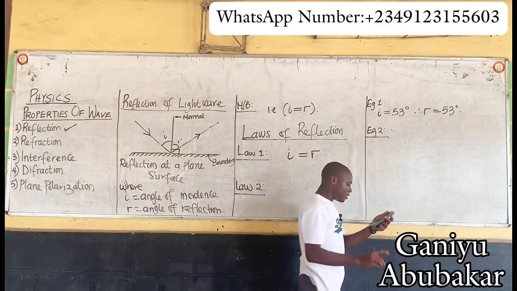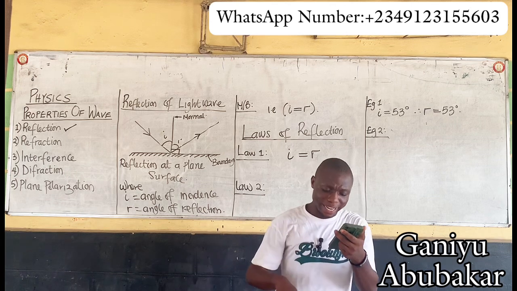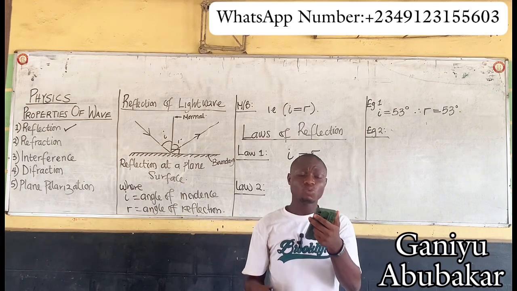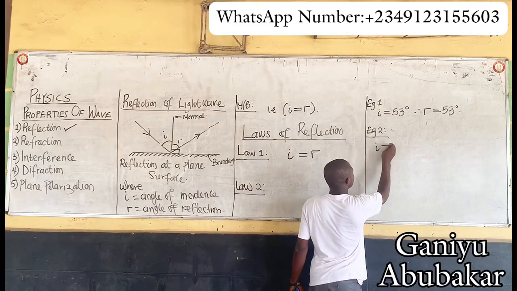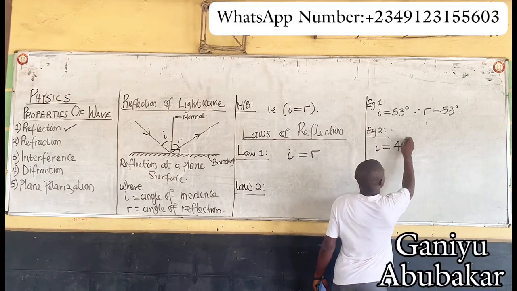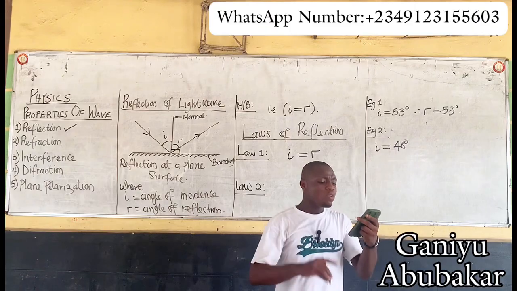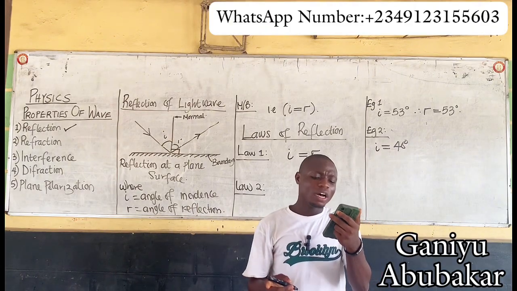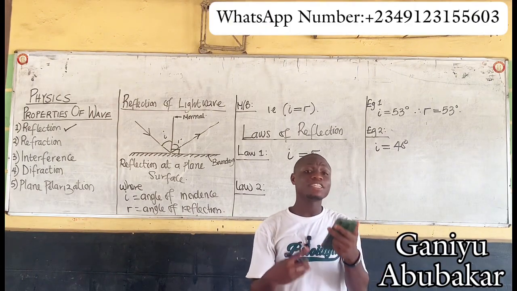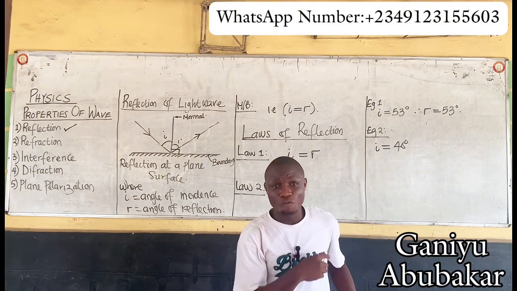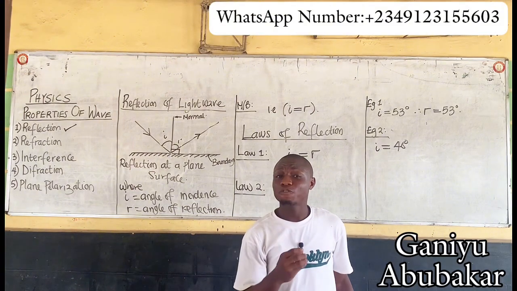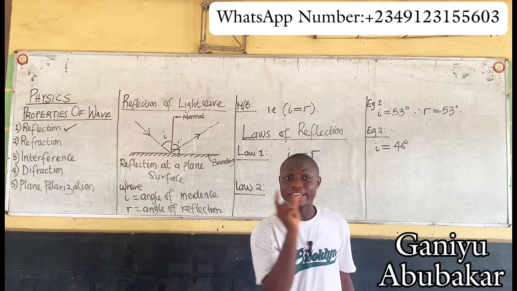Example 2 says that light is incident on a surface at 40 degrees. So I'm given the angle of incidence as 40 degrees. What is the angle between the incident ray and the reflected ray? I'm not asked to find R here. I'm asked to find the angle between the I and R.